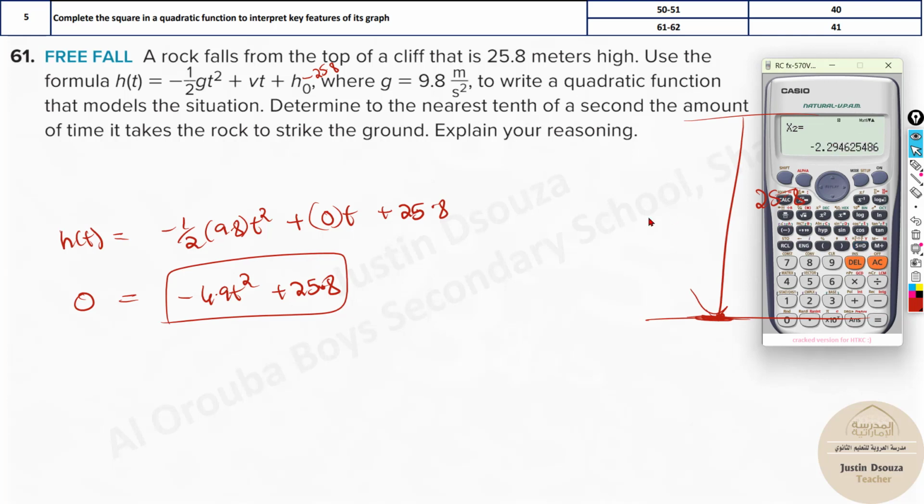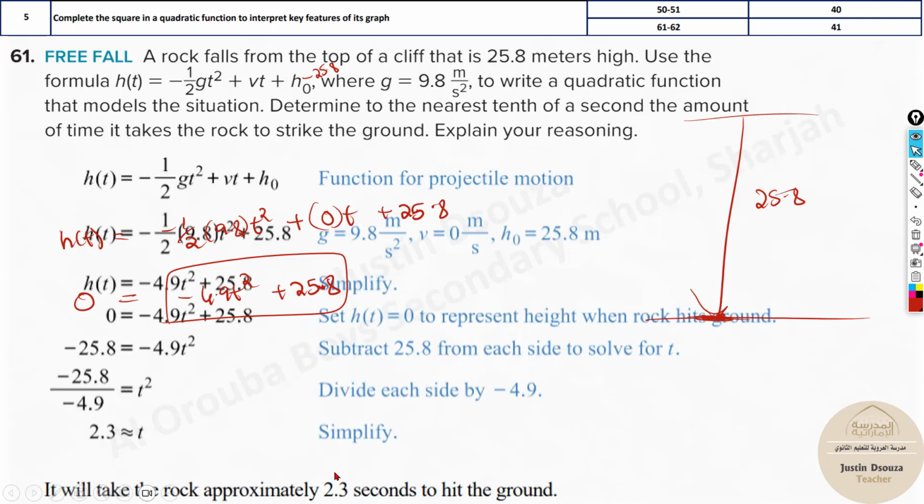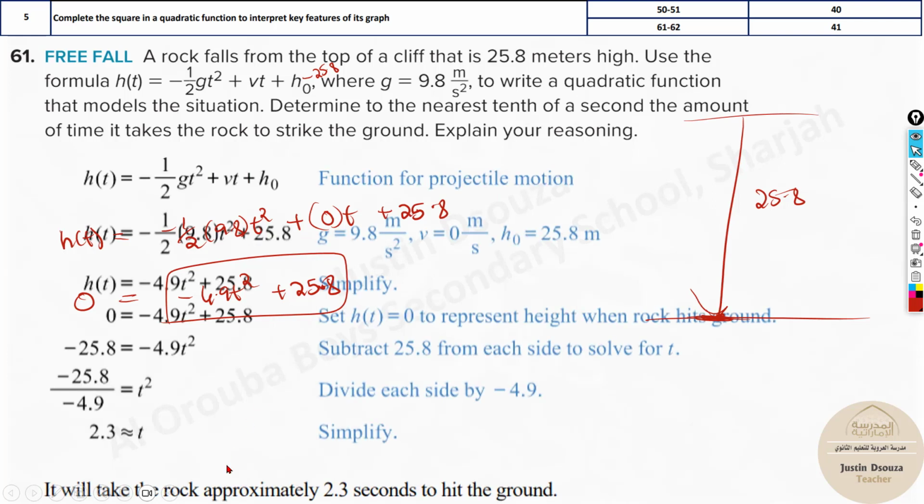And can time be negative? No. So we just take the positive answer, the first answer only. The answer must be 2.3. Yes, that's the answer. Now you can use other methods as well. But see what I did over here: just this equation, substitution, and directly the calculator. I'm sticking to this calculator method because we have already studied it in the previous questions. That's the reason. You can use the other methods as well.